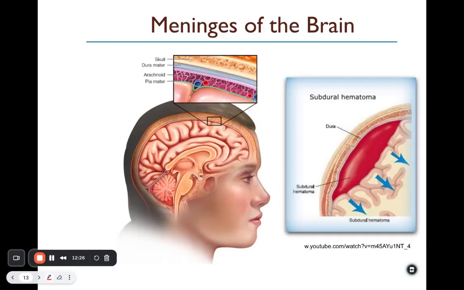Protecting your brain is a layer of connective tissue. These coverings are called meninges. If they get infected, that's called meningitis. That can be really terrible.